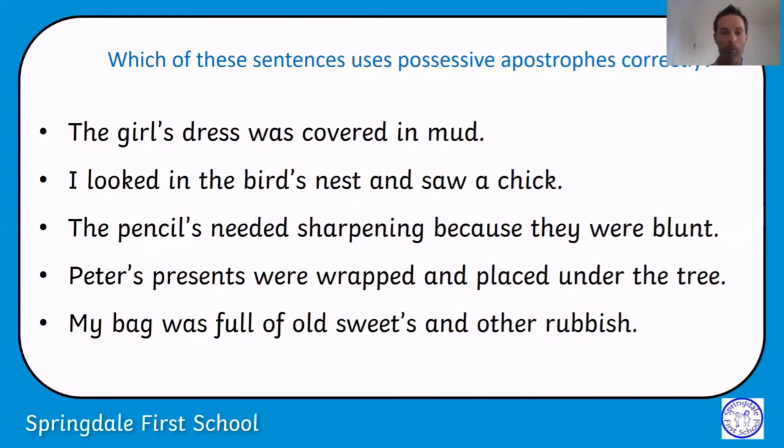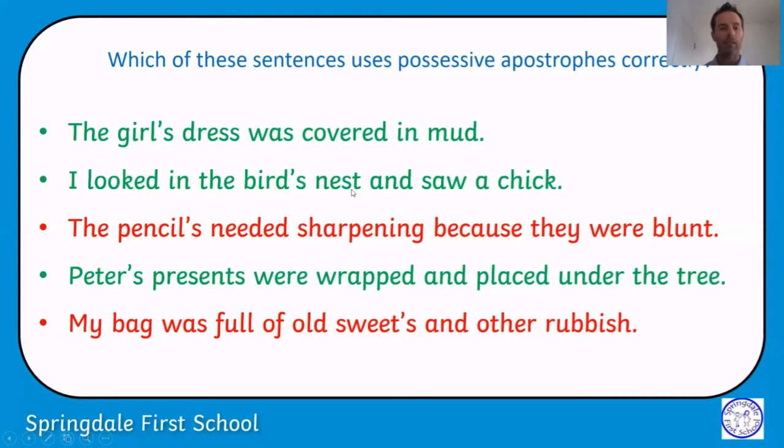Okay, welcome back. Let's have a look. How did you go? Excellent work. The ones in green are using them correctly. The girl's dress. The girl is the owner, and she owns a dress. Owner and object. I looked in the bird's nest. Excellent work. The bird is the owner. What does the bird own?